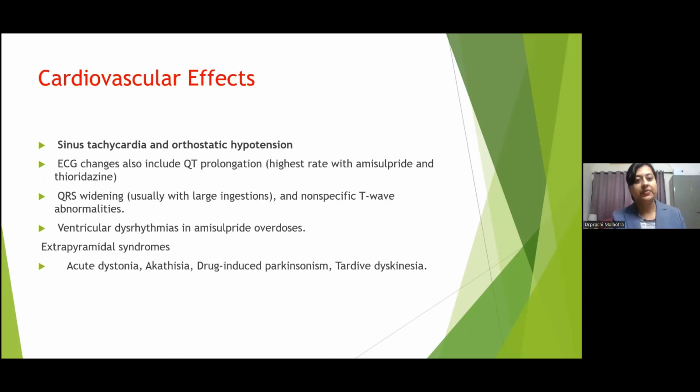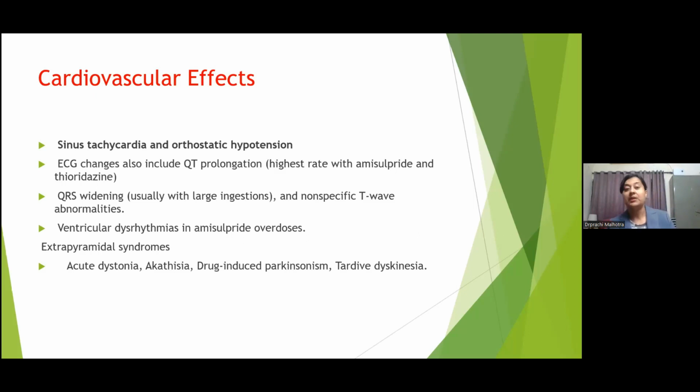Now, the cardiovascular effects will be sinus tachycardia and orthostatic hypotension. Two main ECG changes are seen. One is QT prolongation and one is wide QRS complex. QT prolongation, more than 500. The highest rate of QT prolongation is seen with amisulpride and thioridazine. There may be some non-specific T-wave abnormalities also, and ventricular arrhythmia can also occur sometimes.